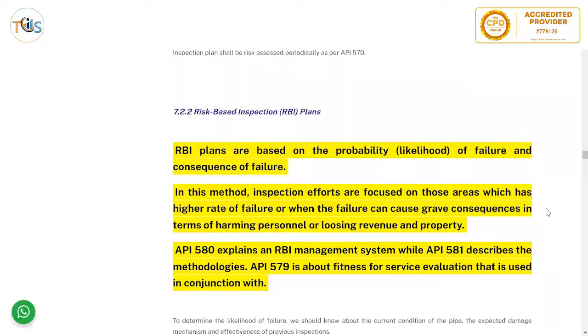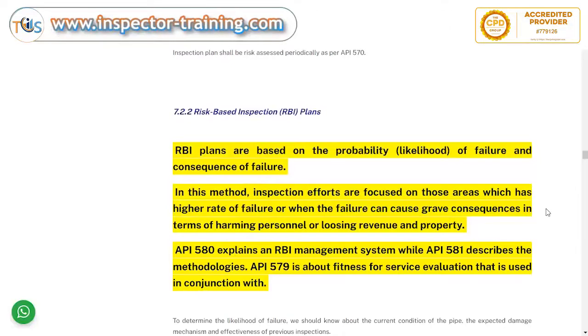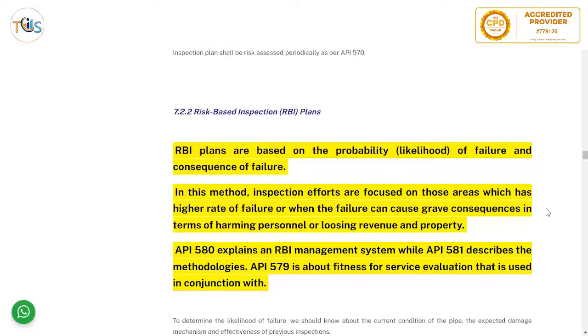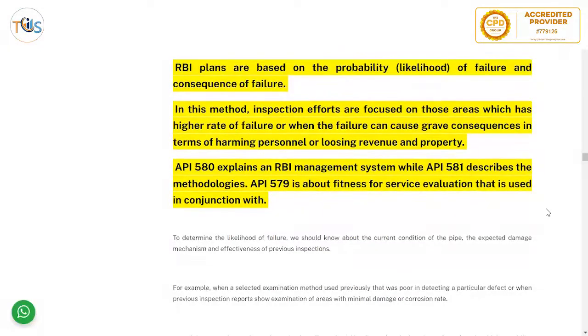So you have to see that your inspection plan is effective. You are actually detecting what you expect from a damage mechanism point of view, and the reliability of the plant is okay. And using API 580 risk-based inspection techniques, prioritizing inspection of the equipment, critical equipment especially. Risk-based inspection plans are based on probability of failure and consequence of failure.